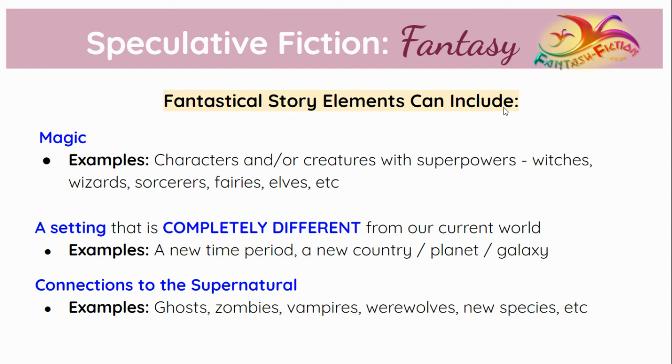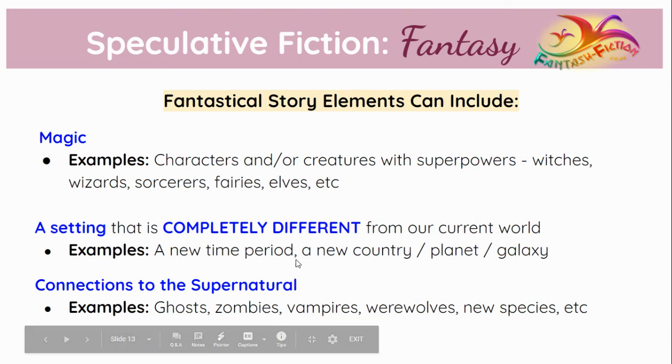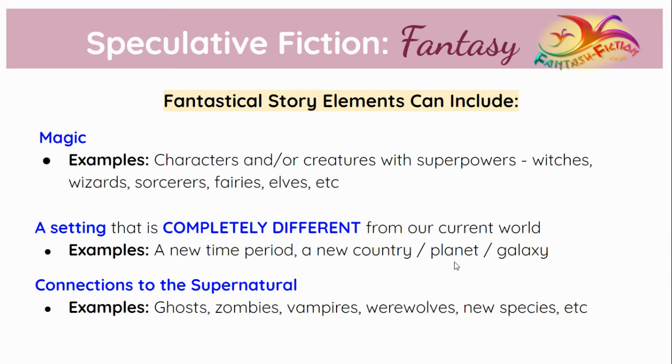The second type of speculative fiction is fantasy. Fantastical story elements can include magic. Examples: characters or creatures with superpowers, witches, wizards, sorcerers, fairies, elves, etc. Fantasy will usually have a setting that is completely different from our current world. For example, a new time period, a new country or planet or galaxy.